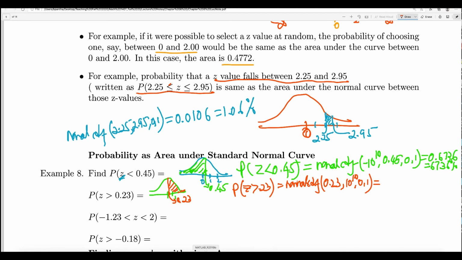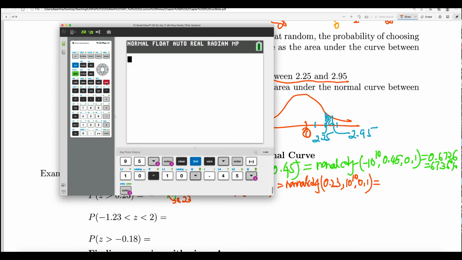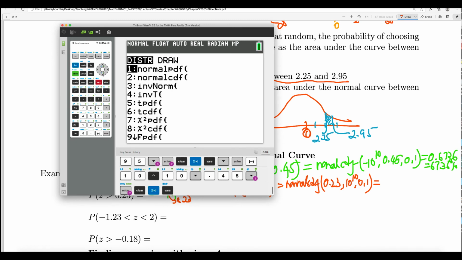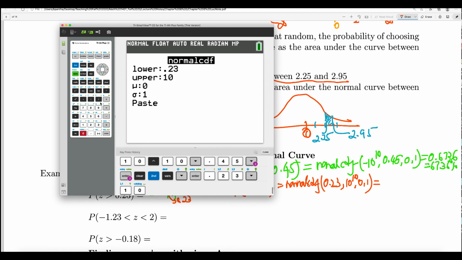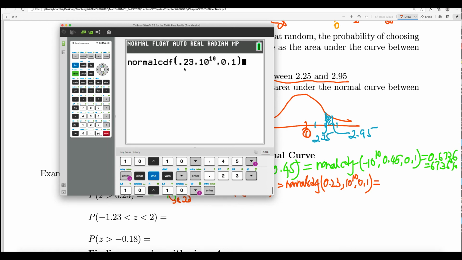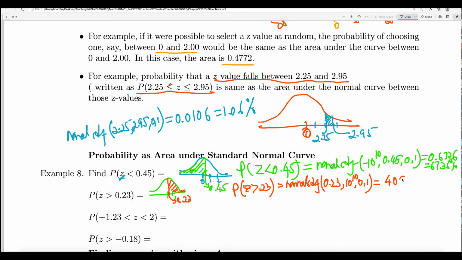And then if you use the calculator for that, you go to 2nd, DISTR, and then normal CDF, right? The left bound is 0.23, and then the right bound is 10 to the 10, because it's a big number on the right. And then mean is 0, sigma is 1. Hit paste, hit enter there. This is the TI-83 syntax, right? And hit enter. You got 0.4090, okay? That is 40.9%. That's what you get.